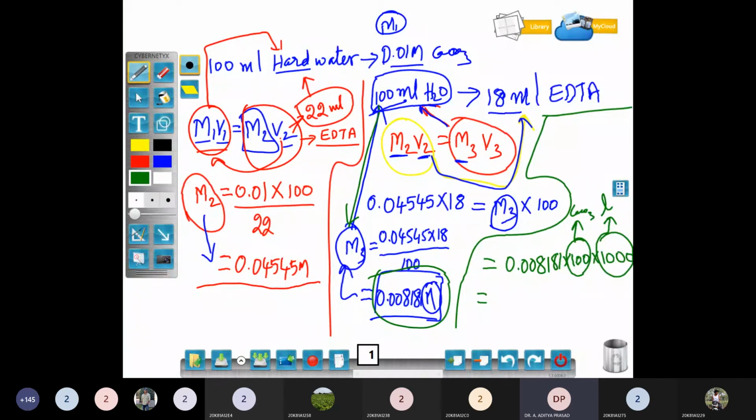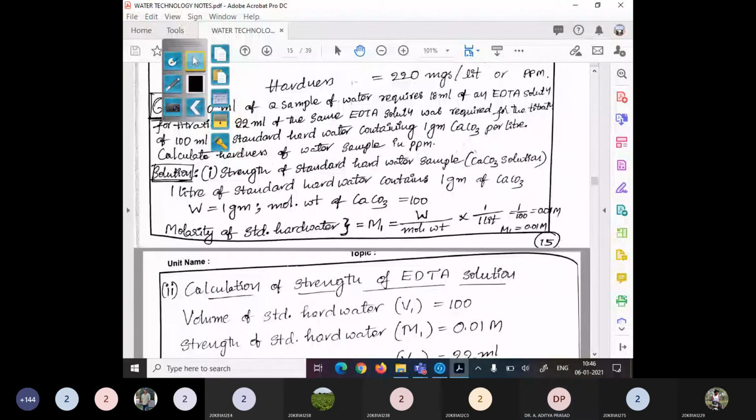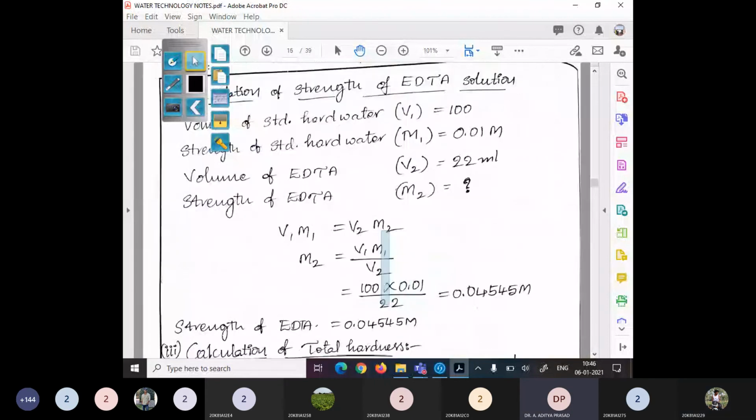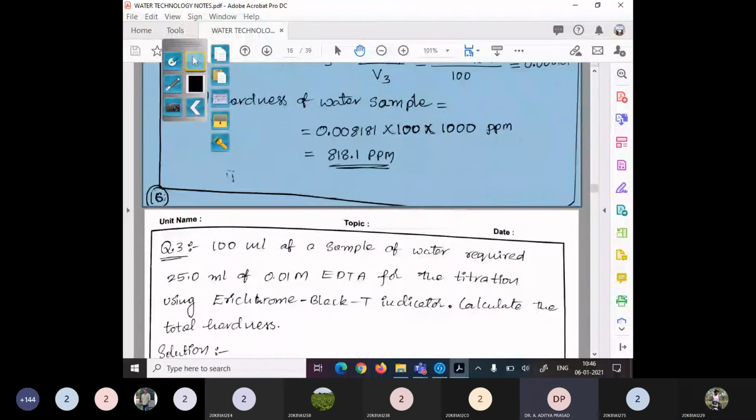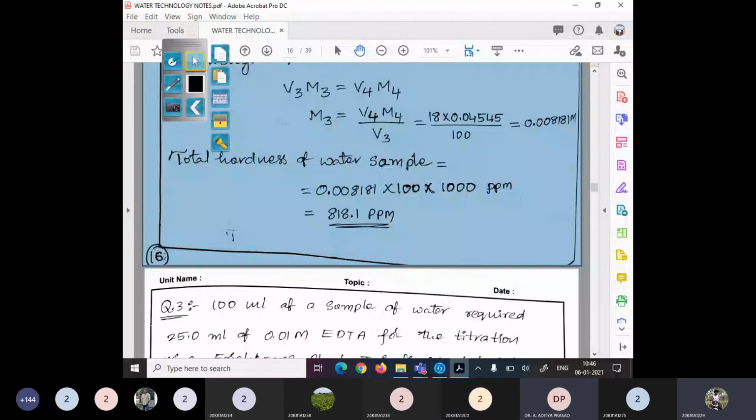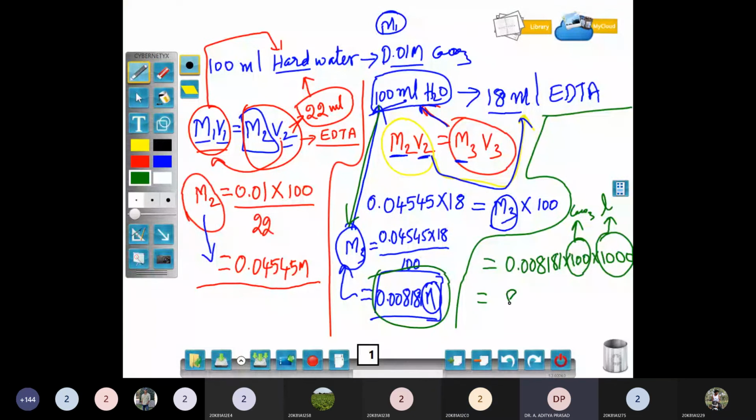In this, what you get the answer now? The answer is 818 ppm. Okay, are you able to follow the problem? Is there any doubt in this? No, sir.